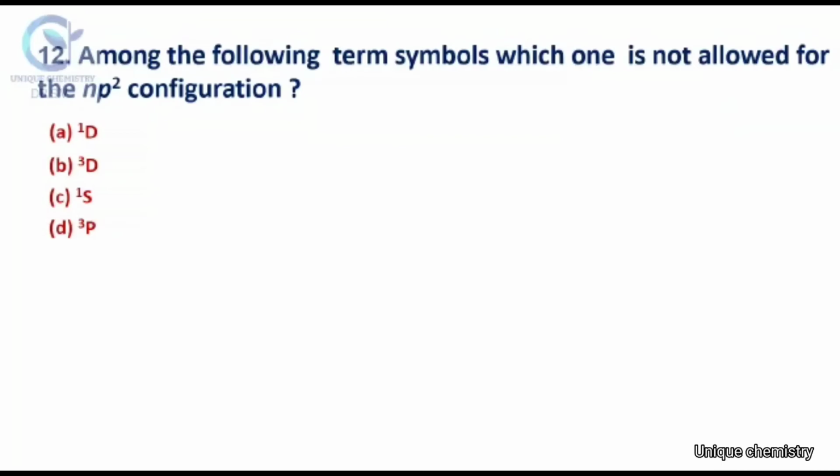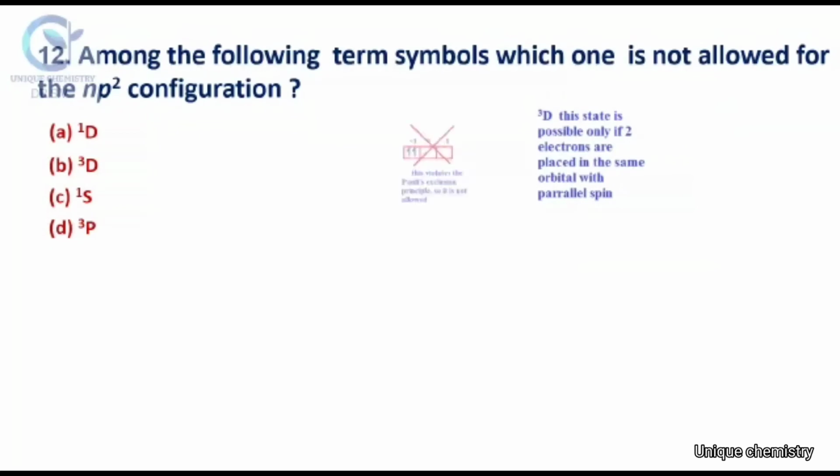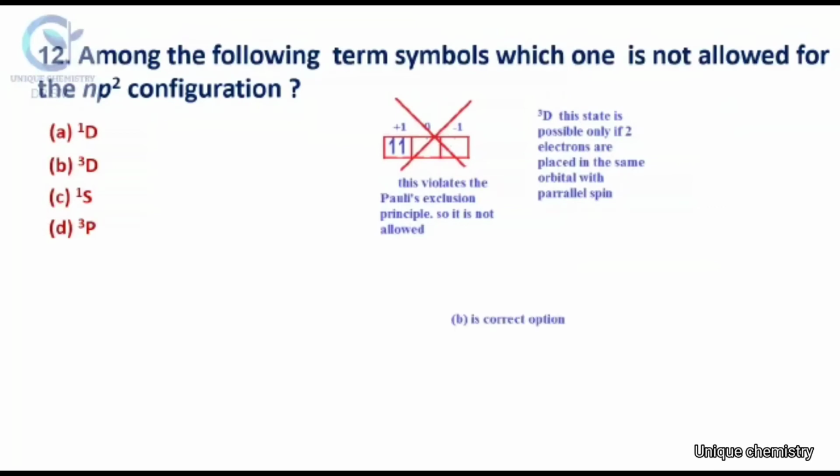But in option B, there is a triplet D. You see, this is the triplet D. This state is possible only if 2 electrons are placed in the same orbital with a parallel spin. But it's not possible because it violates the Pauli's exclusion principle. So it is not allowed. Among the following term symbols, the one which is not allowed is triplet D, that's option B. So option B is correct.